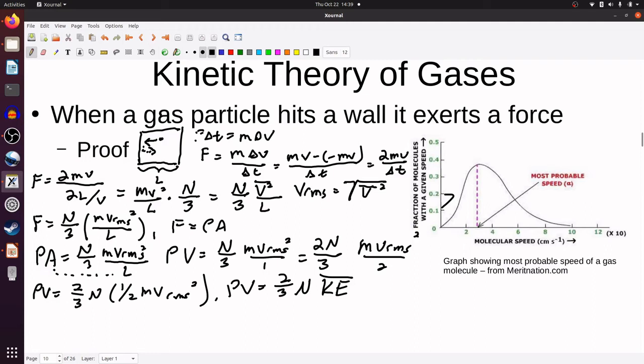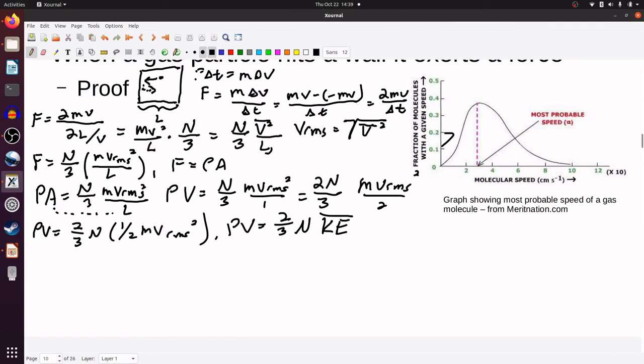But we can take that a little bit further if we want. We know that, rolling down here a little bit because I'm running out of room, we also know from earlier that PV was equal to NkT. And so since PV is equal to NkT, I could take that left-hand side and substitute in NkT for PV. And so that's going to give me 2/3 N KE bar. So that's kind of cool.